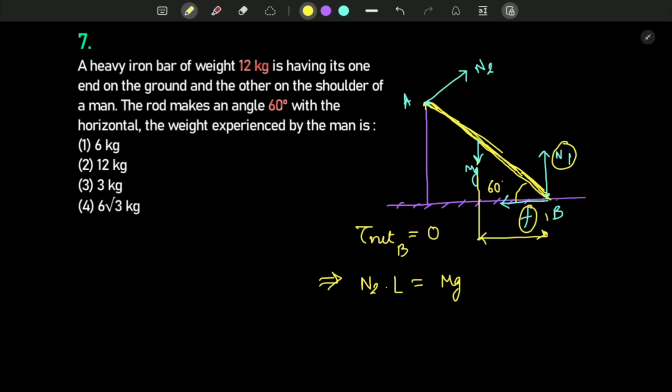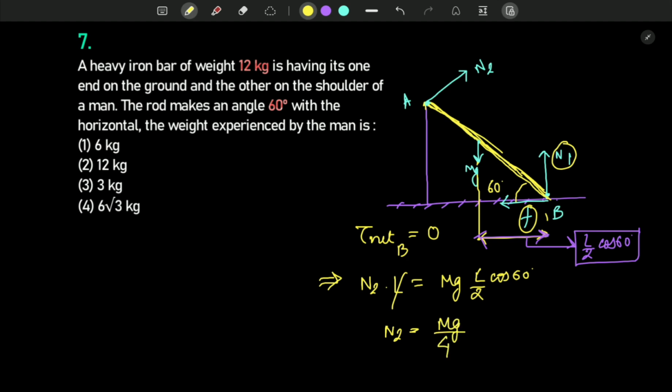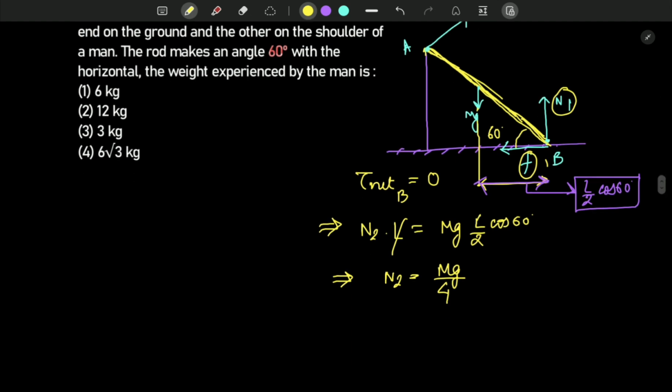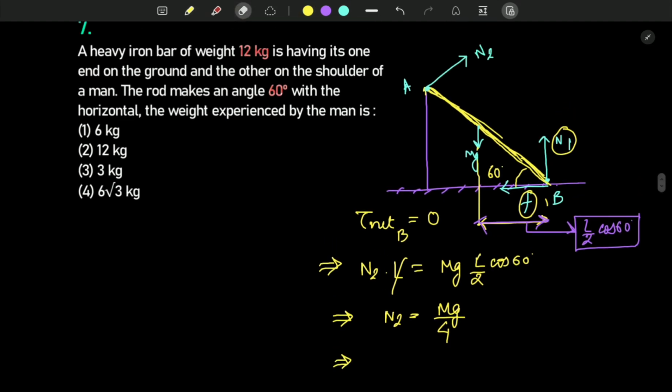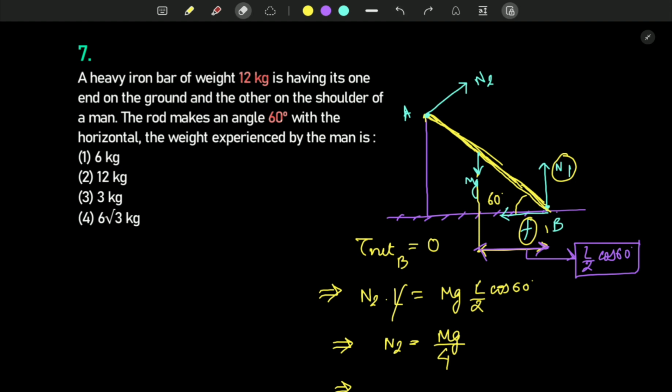So here Mg into L by 2 cos 60, this length is L by 2 cos 60. So L gets cancelled, N2 equals Mg by 2, and cos 60 is another 1 by 2, so Mg by 4. From here I will get the weight experienced by the man. So this N2 will provide the necessary force, the man will experience the force because of this N2.